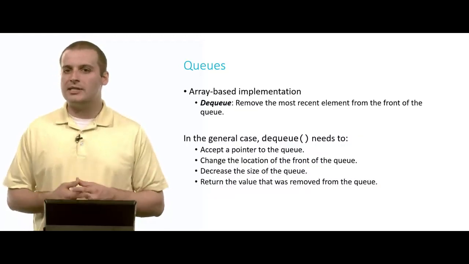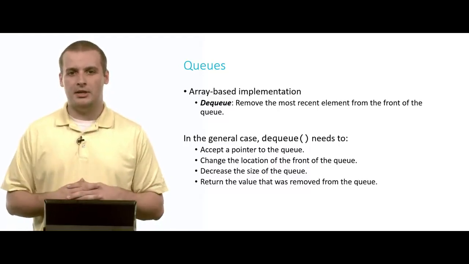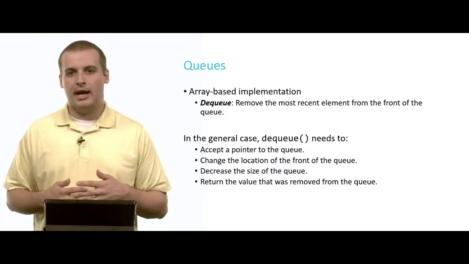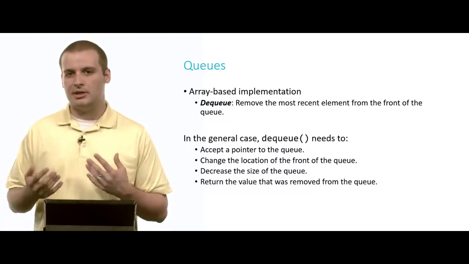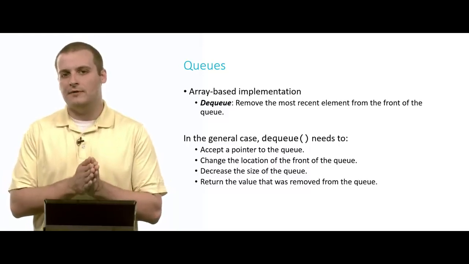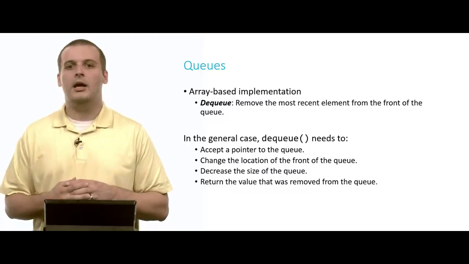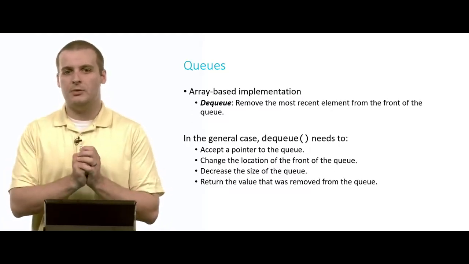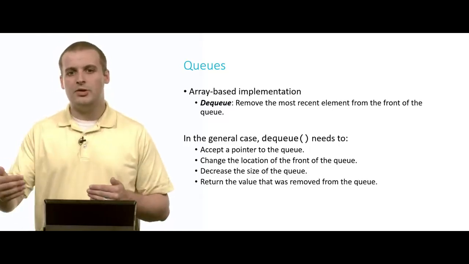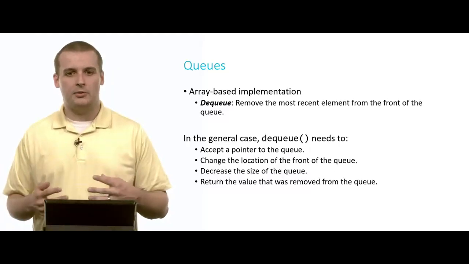All right, so we've enqueued several elements now. Now let's start to remove them. Let's dequeue them from the queue. So similar to pop, which is sort of the analog of this for stacks, dequeue needs to accept a pointer to the queue, again, unless it's globally declared. Now we want to change the location of the front of the queue. This is where that front variable comes into play, because once we remove an element, we want to move it to the next oldest element. Then we want to decrease the size of the queue, and then we want to return the value that was removed from the queue.